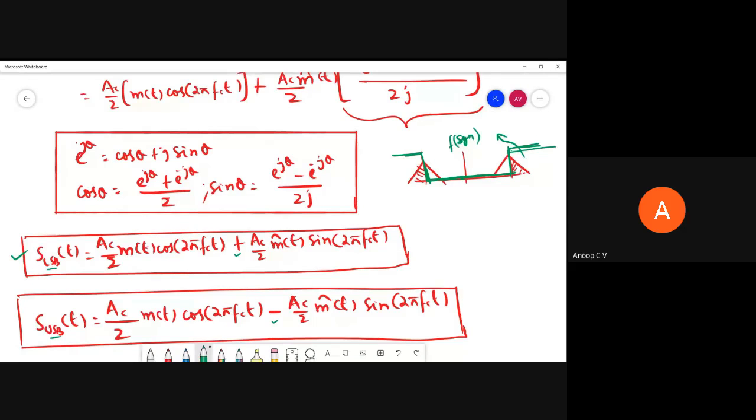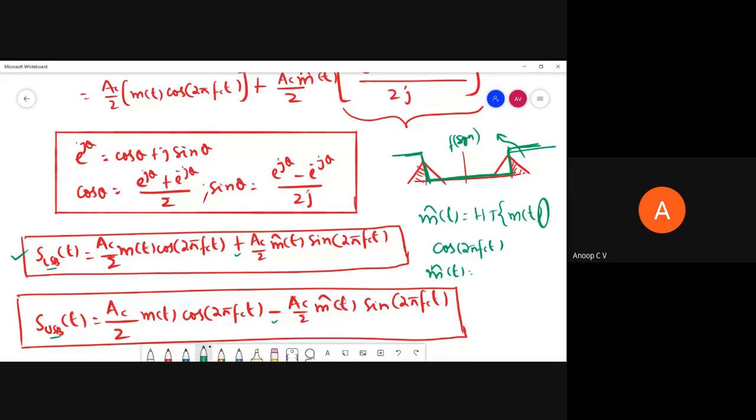This m of t is our message signal, Ac cos 2 pi fct is our carrier signal. And what is this m cap of t? M cap of t is nothing but the Hilbert transform of m of t. In the day before yesterday's video, I gave some examples. If m of t is cos 2 pi fct, what will m cap of t be?